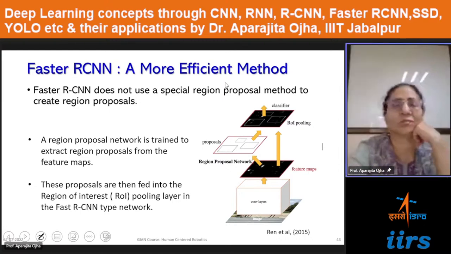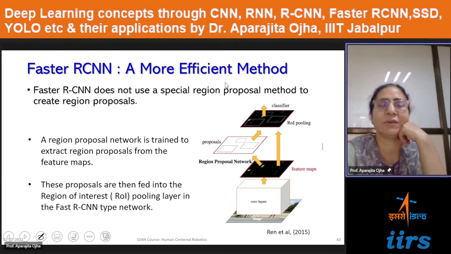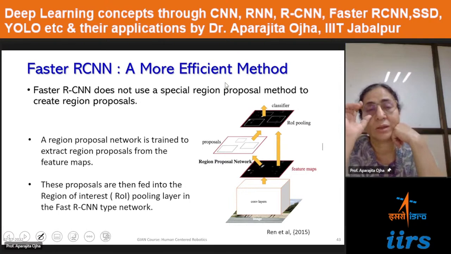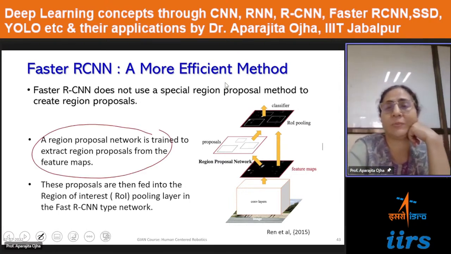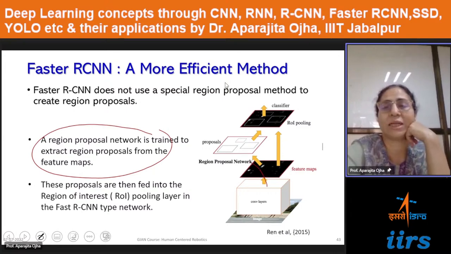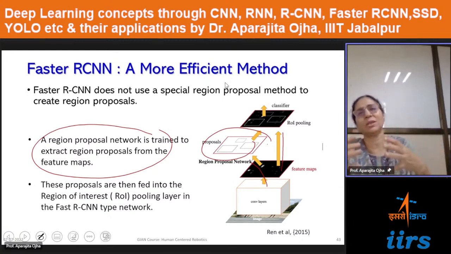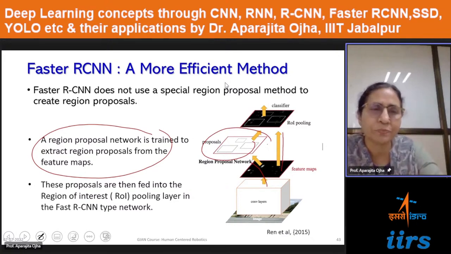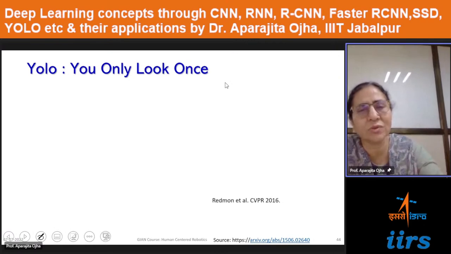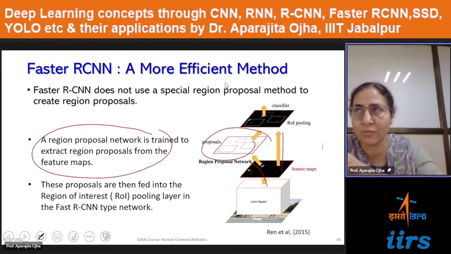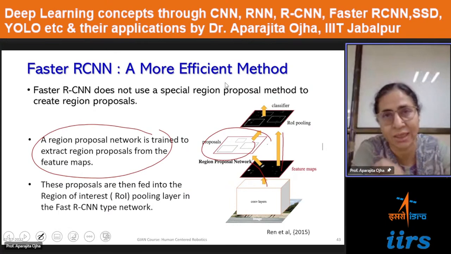What did they do? They did away with the region proposal mechanism and introduced the concept of a region proposal network. The region proposal network was trained, regions were proposed, and through a single network we were able to identify all the regions of interest, and then that was sent to a classifier. The classifier can again be an SVM, right? So this is one very important method. It gives you high precision in locating the object very precisely, right?